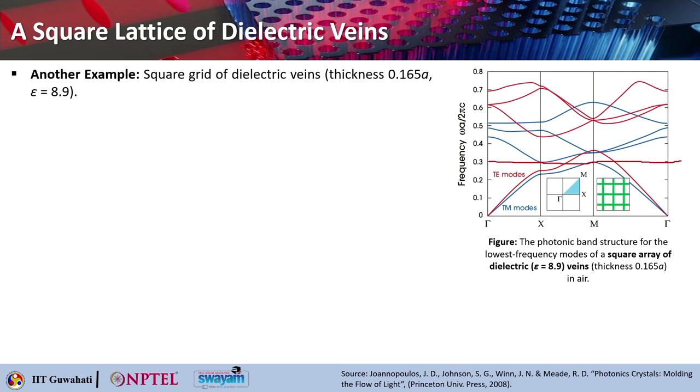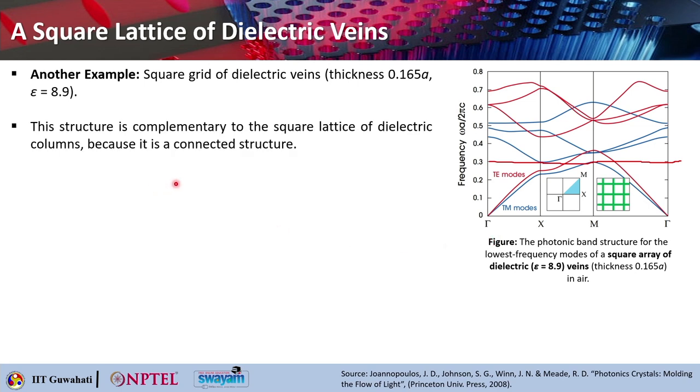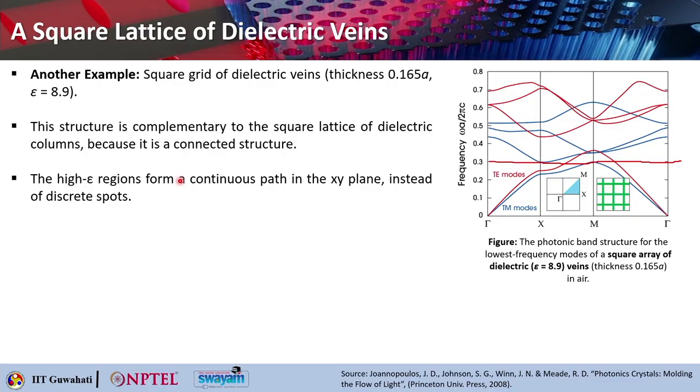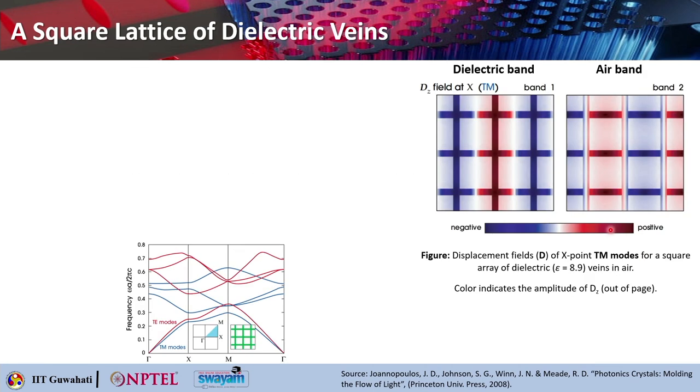But if you look carefully at the TE modes, the red curves, this curve and this curve correspond to n equals 1 and this one corresponds to n equals 2. So clearly this time TE modes have a band gap, whereas TM modes do not support any band gap. This structure is complementary to the square lattice of dielectric columns, because it is a connected structure, and because of that you also see a complementary nature in the photonic band gap. So here you are seeing a TE band gap, whereas in the previous case we saw a TM band gap, right. Here the high permittivity regions form a continuous path in the xy plane instead of discrete spots, okay.